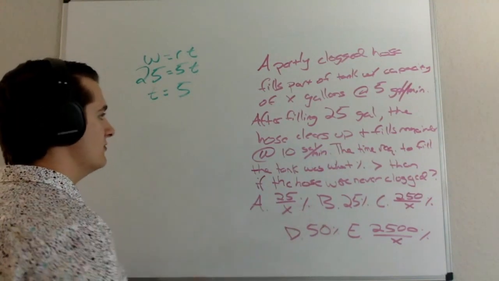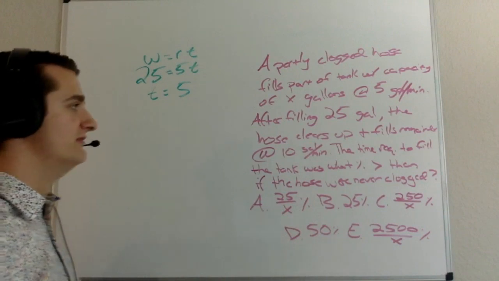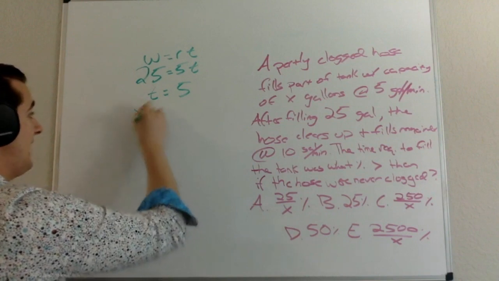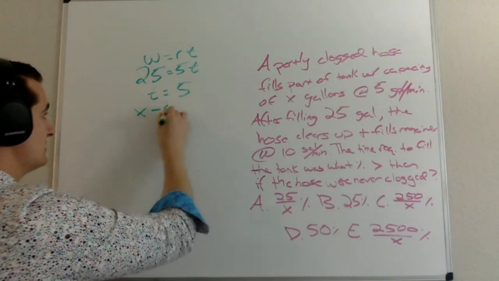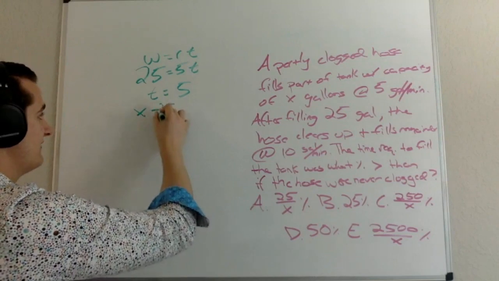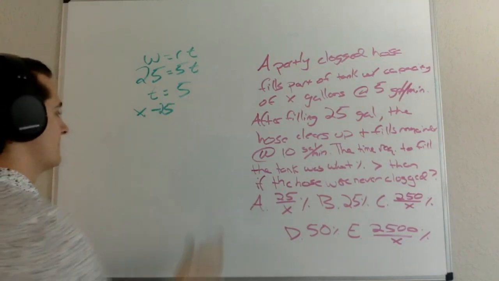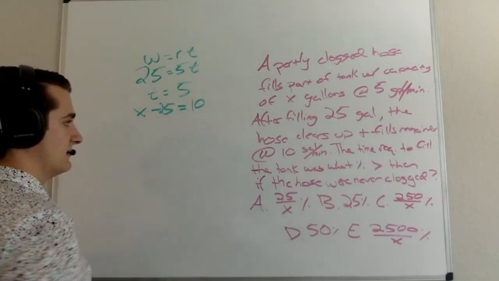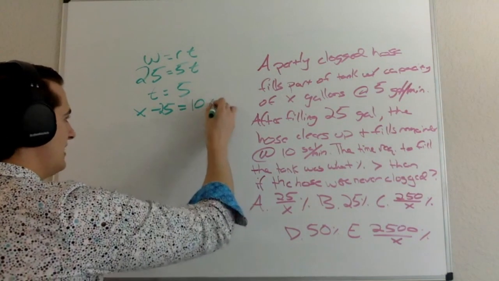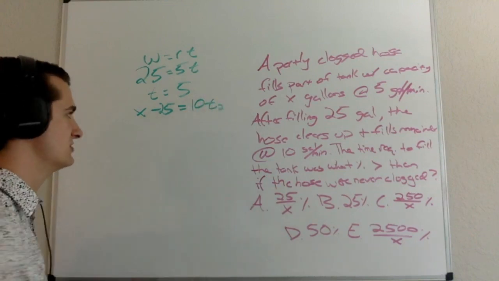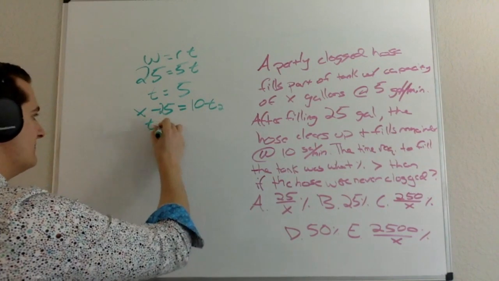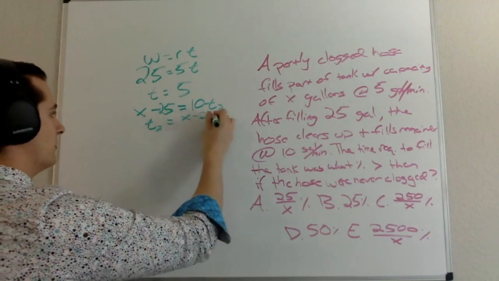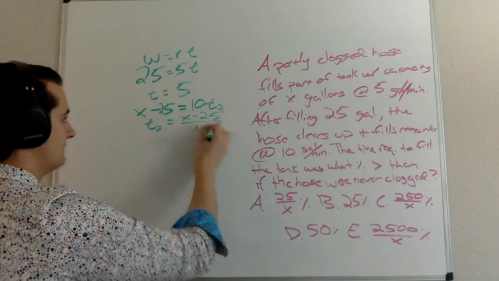Then on top of that, I fill the remainder of the tank, which is going to be X gallons minus the initial 25 gallons that were filled. That's going to be filled at a rate of 10 gallons per minute times T2, and I'll call this T2 just to distinguish that it's a different time. And so my second time is going to be equal to (X minus 25) over 10.